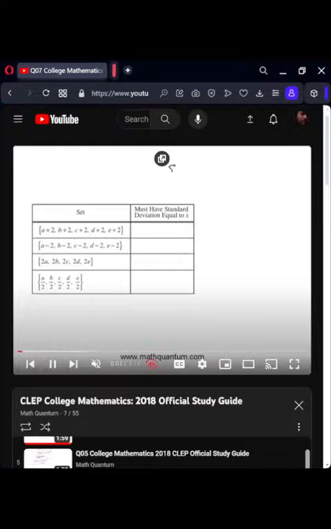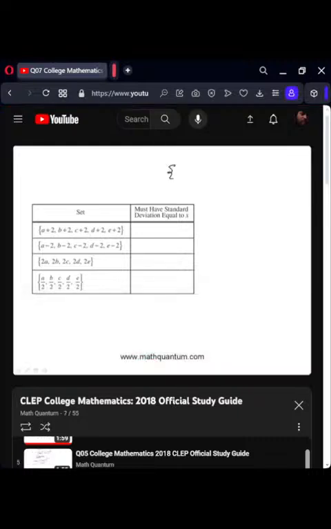So this question, we're given this list of 5 non-zero numbers A, B, C, D, E, and we're told that x is the standard deviation. The question is, for each of the following sets, indicate which sets must have a standard deviation equal to x, meaning which of these operations do not change the standard deviation.